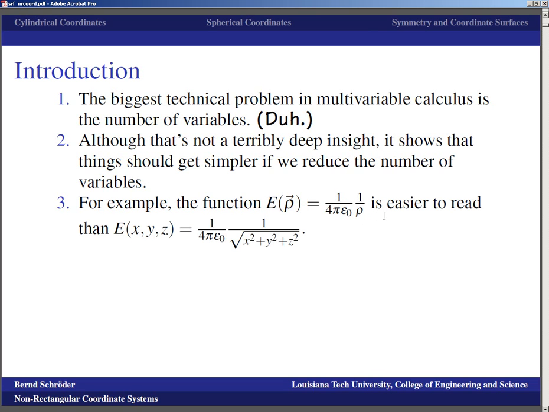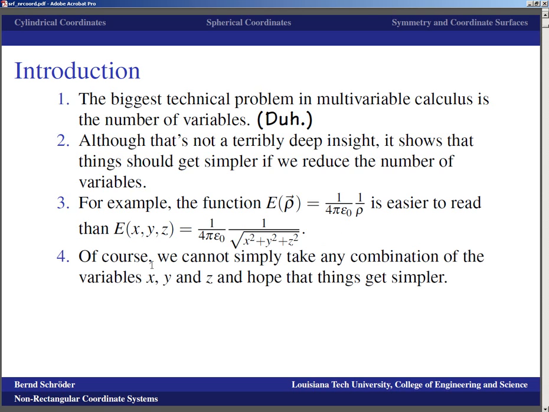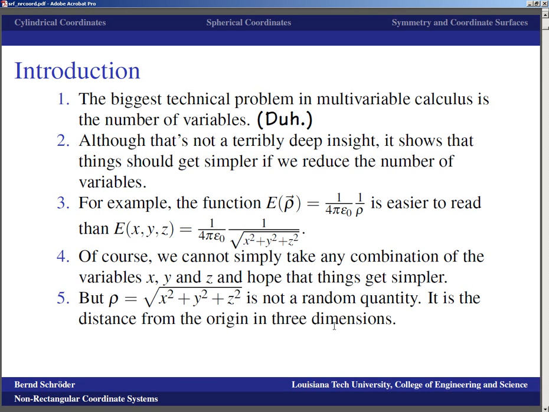Well, that function is certainly easier to read than the function E of x, y, z being 1 over 4 pi epsilon 0 times 1 over square root x squared plus y squared plus z squared. Even though, as soon as we set rho equal to this square root, they are the same thing and they would describe the same phenomenon. And so, of course, we cannot simply take any combination of the variables x, y, and z and hope that things get simpler. But rho equals square root x squared plus y squared plus z squared is not a random quantity. It is the distance from the origin in 3 dimensions.